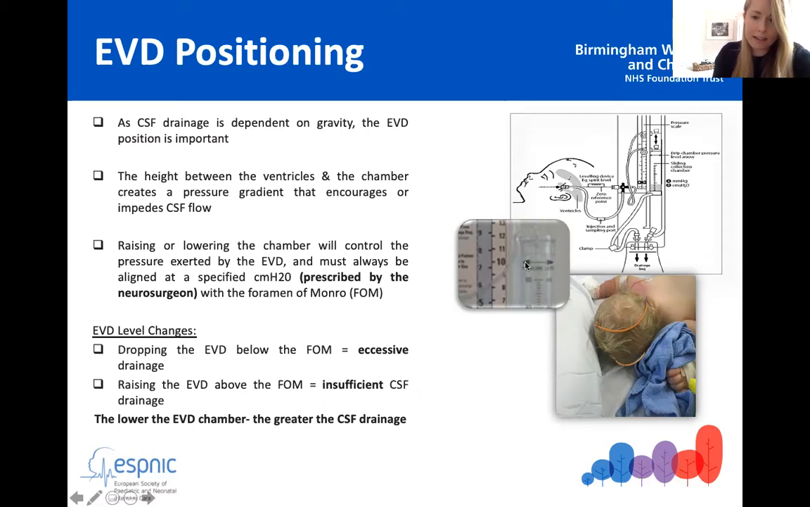So once this has been levelled, and this arrow, which equates to the transducer system, which again I'll show you at the end, is always level with the tragus of the ear, you'll get a predetermined constant amount of CSF drainage that roughly comes out each hour. And this needs to be monitored and documented.